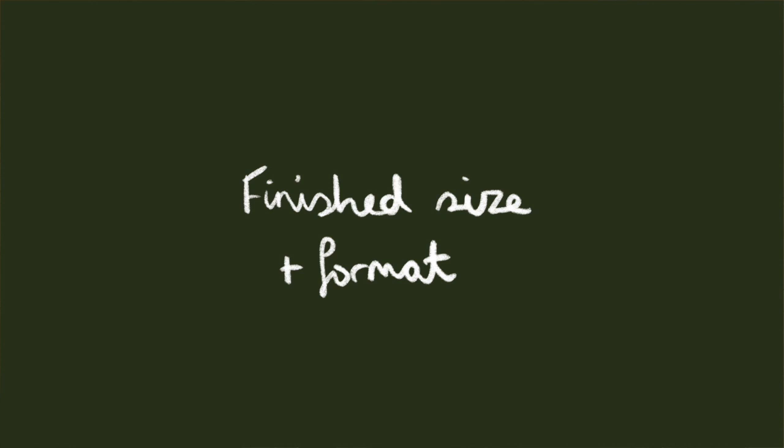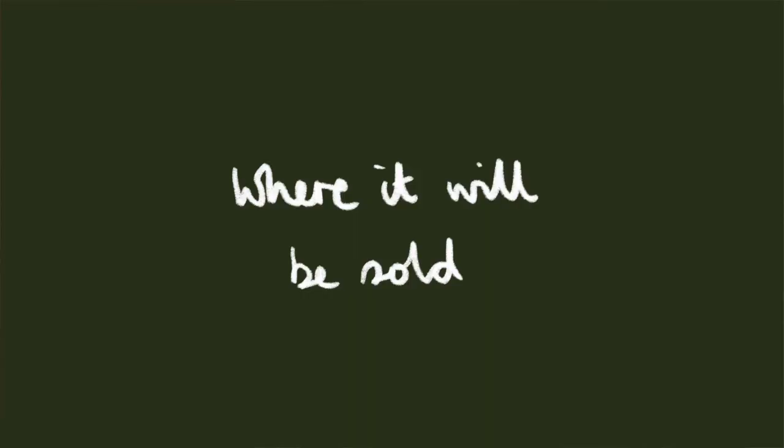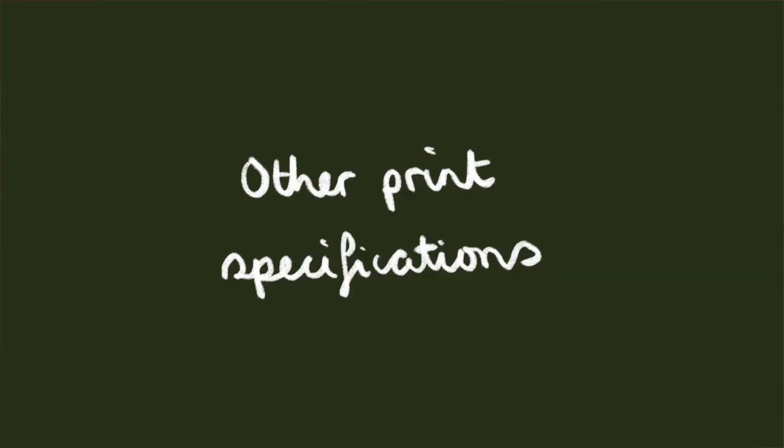On a more technical side, it's useful to know what size the finished book is going to be, and what format it's going to be, again, ebook, hardback, paperback, etc., as well as where it will be sold. Are you going to be marketing it to bookshops, to other retail shops, or is it all going to be online? Again, that will be a factor in how they design your book. If you have any other print specifications, for instance, maybe you would like some gold foiling on the cover or some spot UV, or you're looking for particular laminates or finishes on the cover.